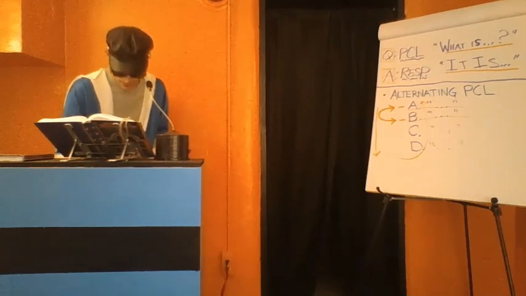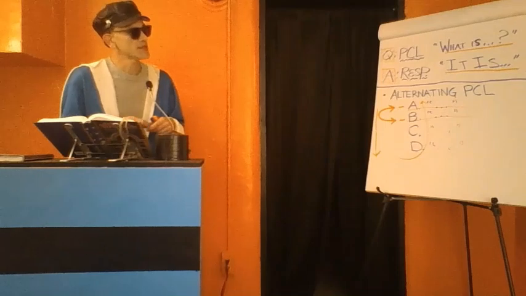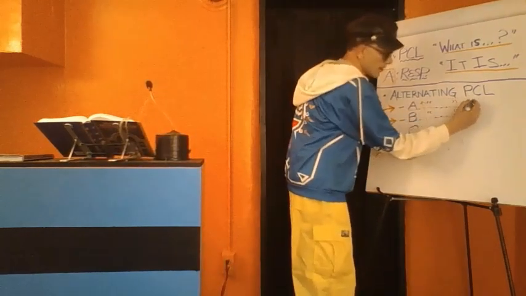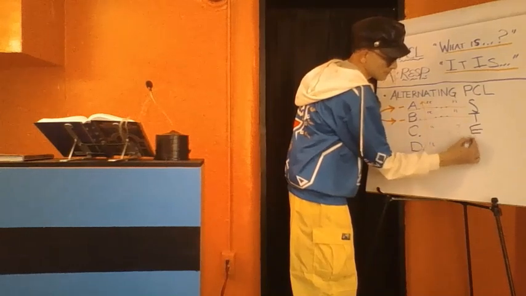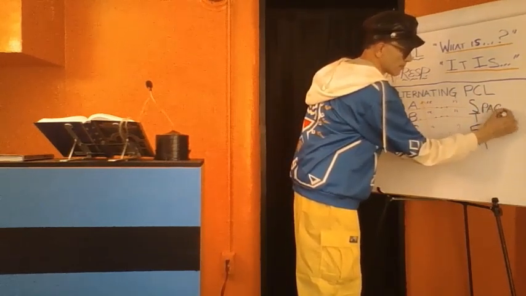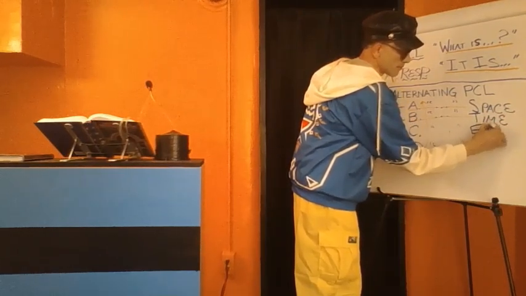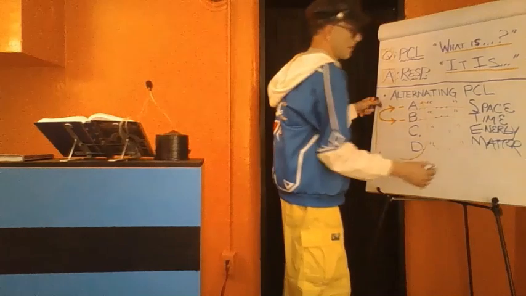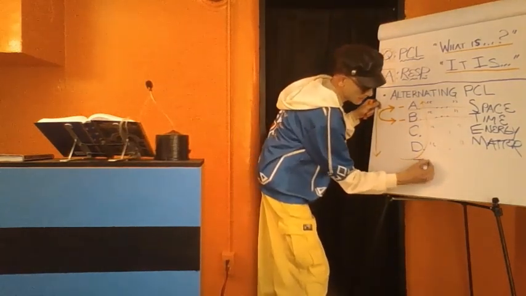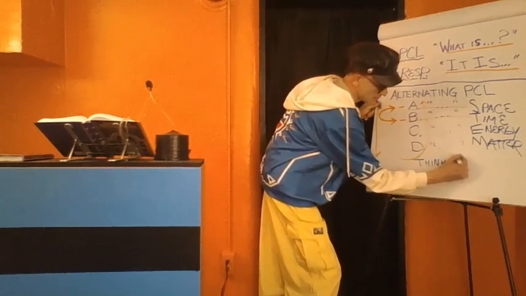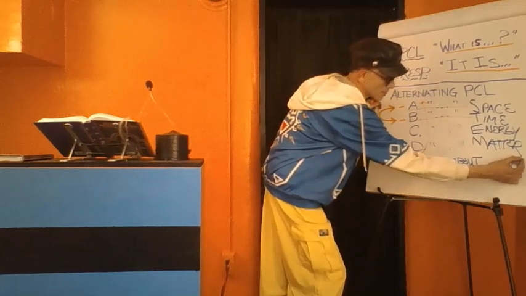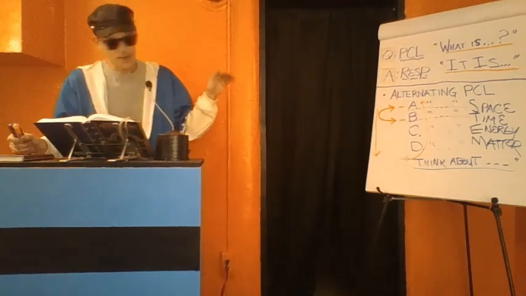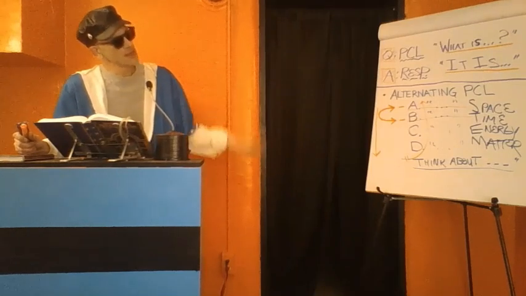And so what we end up using, you remember in the basic course, we kind of defined what we're treating with systemology with the word system. So S-Y and then, let's see. And the example here is, so the PCL is think about space, think about time, think about energy, think about matter, and then it would go back to think about space.